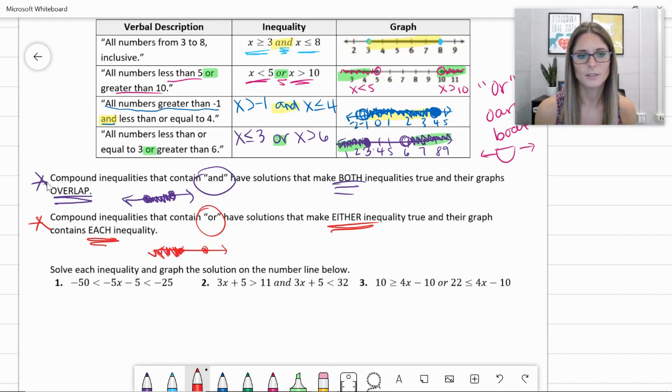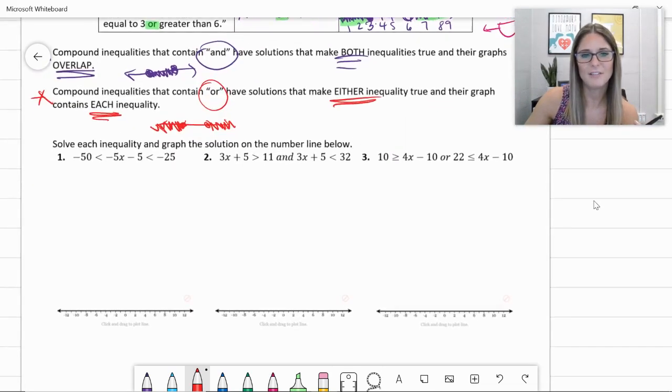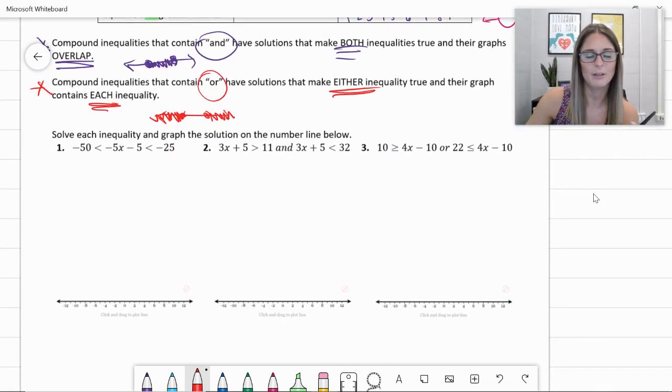They're going to go opposite directions. So that's what I was saying. You kind of want to graph them so you can see and make sure your inequality symbols are right, that it's doing what it's supposed to be doing. And so let's look below. Solve each inequality and graph the solution on the number line below.